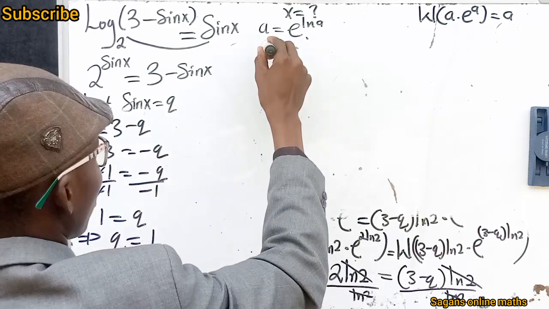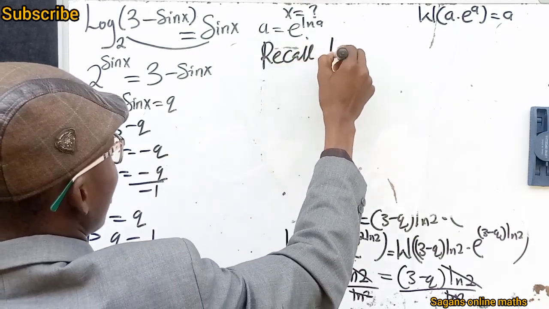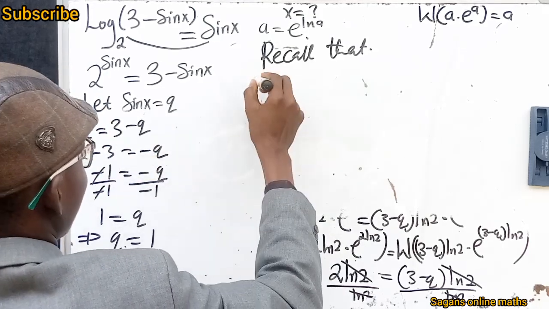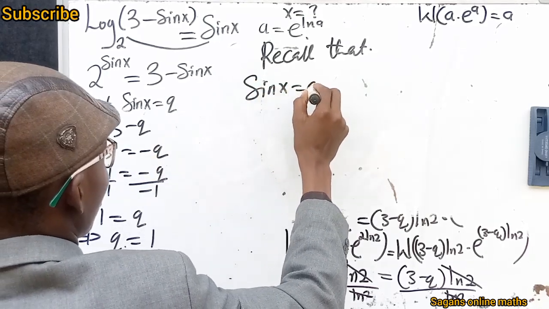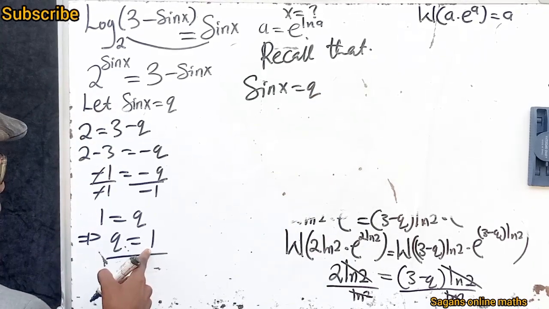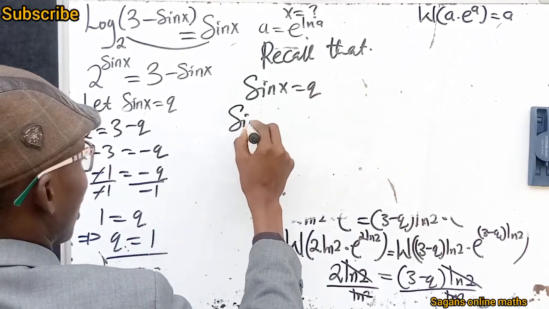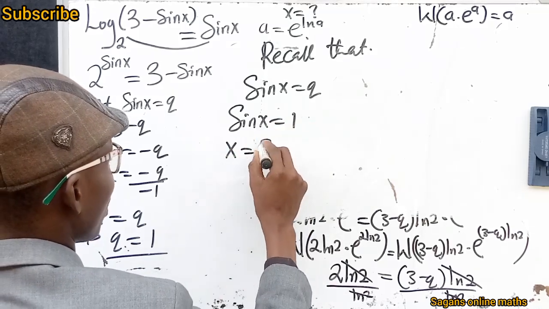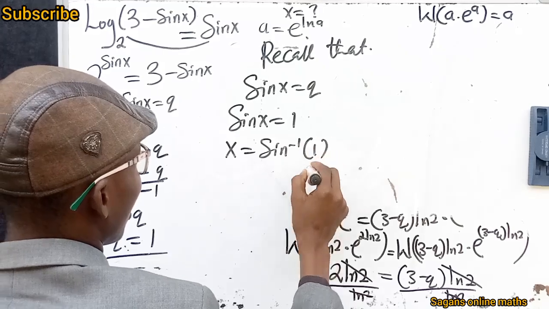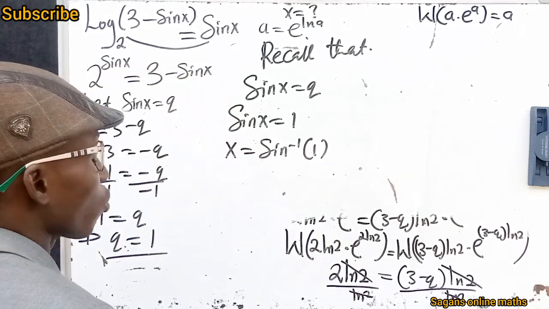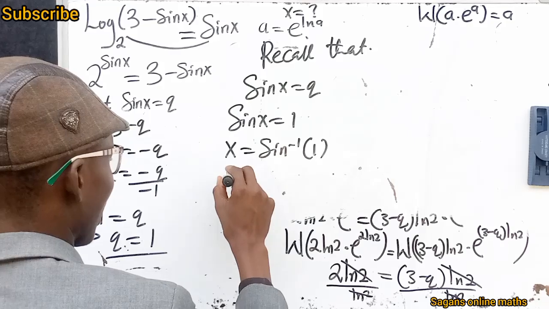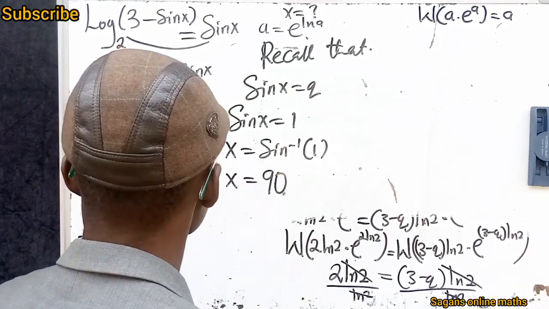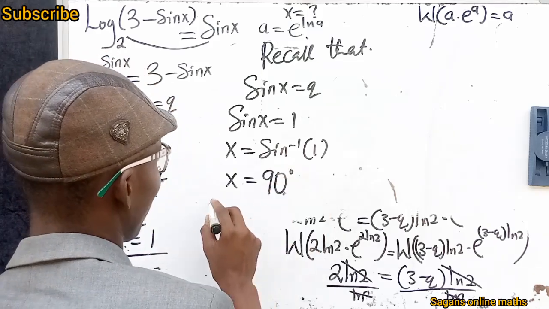Now recall that our sin x is equal to q. But we found that our q is 1. That means sin x is equal to 1. Let's take the sine inverse. That means x will be equal to the inverse sine of 1. And what is the inverse sine of 1? It will be 90 degrees. That means our x is equal to 90. Let me put degrees, since this is an angle.